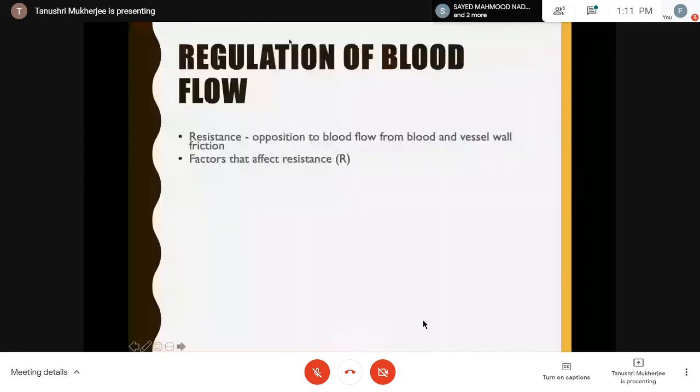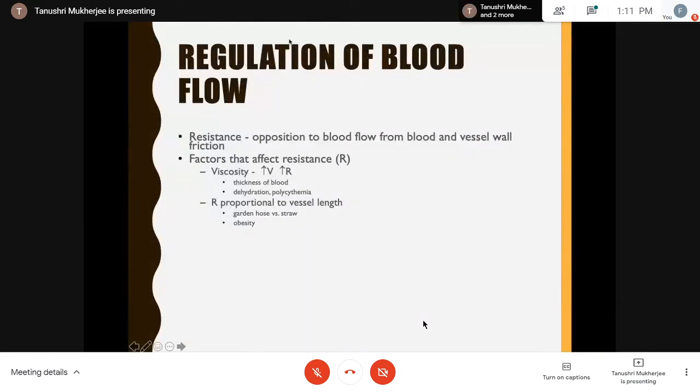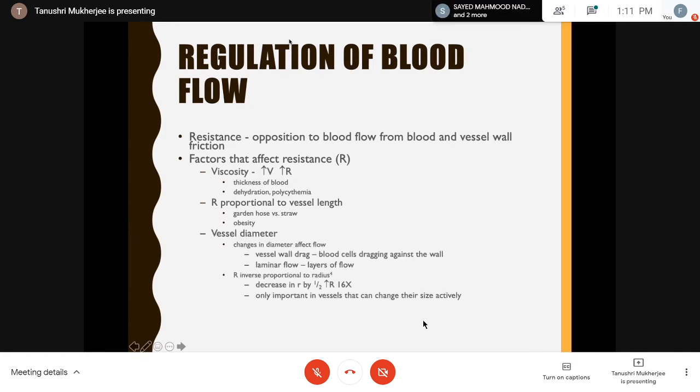There are various factors which affect the flow of blood, like the viscosity of blood, because with various diseases, if the blood viscosity increases, the resistance increases, and the resistance is proportional to the vessel length and the vessel diameter. So all these factors contribute to generation of a resistance which can cause hypertension. So these mechanisms need to be understood.